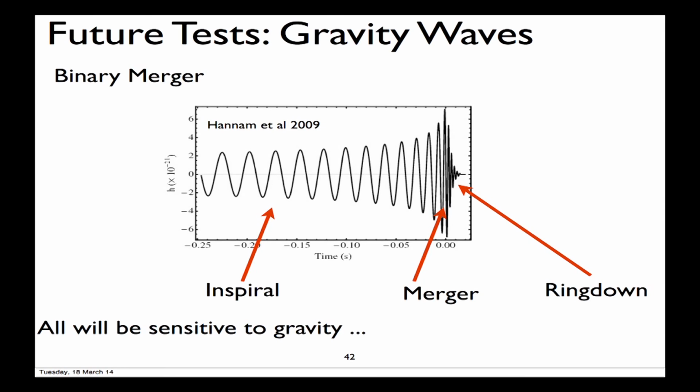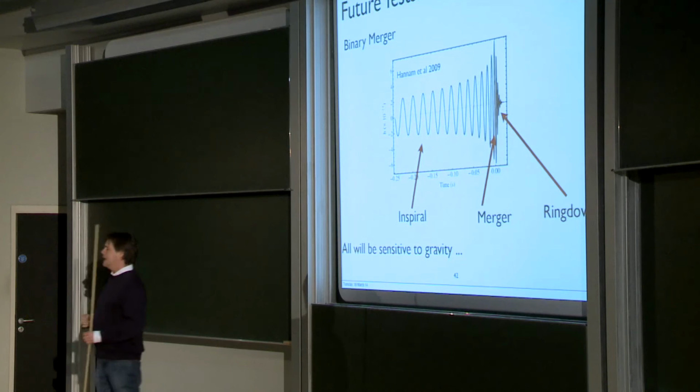And just to give you an idea of the numbers, one will have something like 10,000 cycles from here to the merger. Then one has a few tens of cycles in the merger, and then a few tens of cycles after, in the ringdown. So you've got a lot of information in a very weak field regime, a little bit of information in the merger regime and a little bit in the decay regime. And that can tell us a lot.